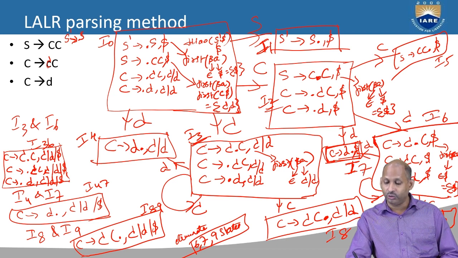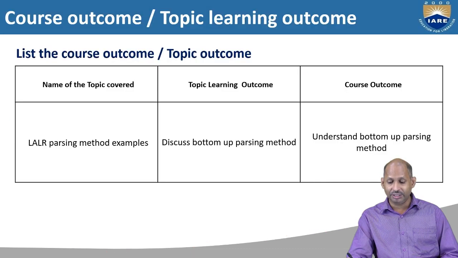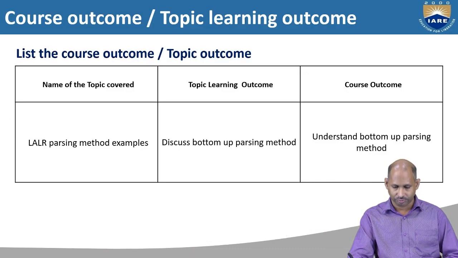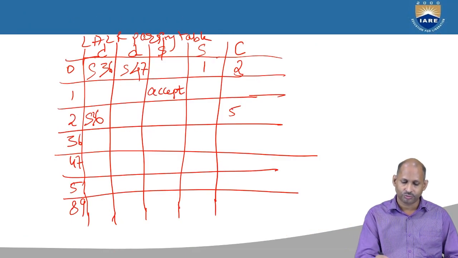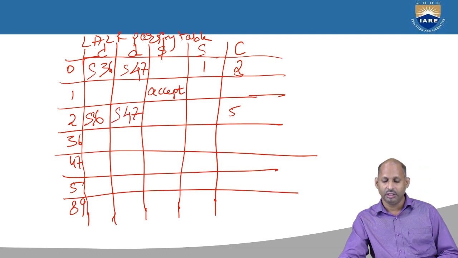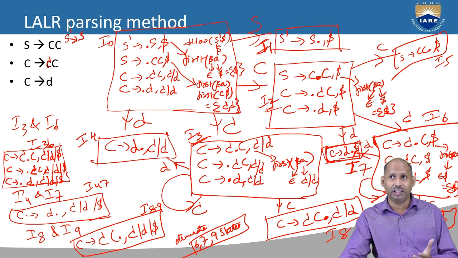Then on D it is going to I7. I7 means shift 47. Right? There is no 7, there is no 4. There is a 47. So we write it as 47.